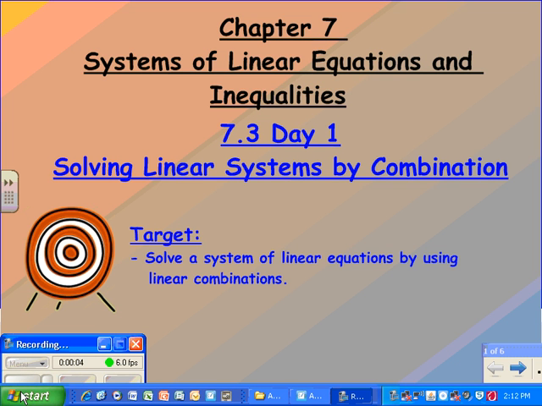Hello, algebra students, and we are going on to Chapter 7, Section 3, the first day of 2, in finding out the third and final method that we have for solving our linear systems of equations, and that is by linear combination, or as we call it sometimes, elimination. We'll get to that a little bit later. So we're going to be solving systems by combination today.